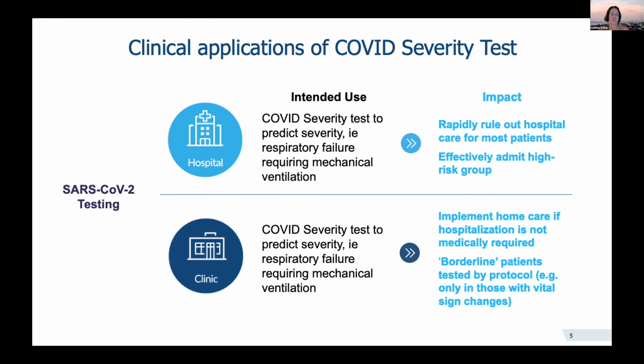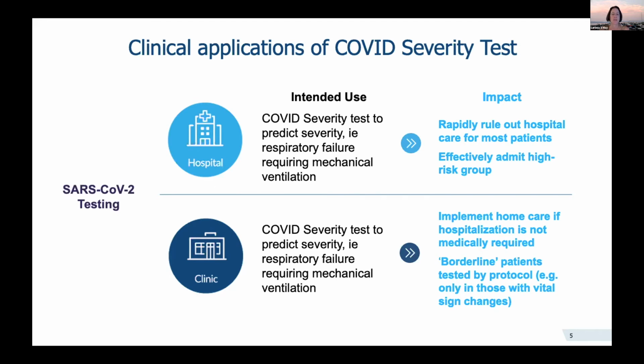And then in terms of the outpatient setting, the COVID severity test could be used to predict severity. For example, which patients in the home setting might ultimately progress to need inpatient or critical care. And so if hospitalization is not medically necessary, home care could be implemented. And as we know in emergency medicine, a lot of our patients fall in this clinical gestalt borderline, and those patients perhaps could be tested by protocol.